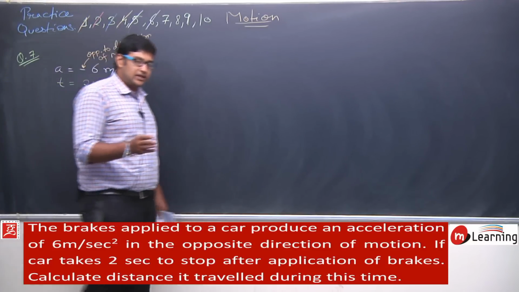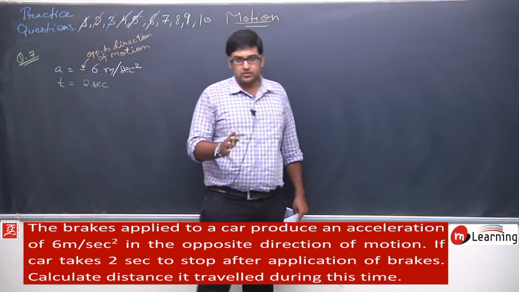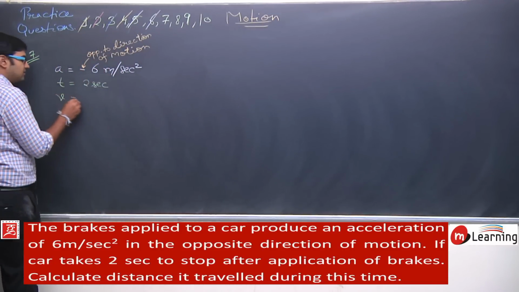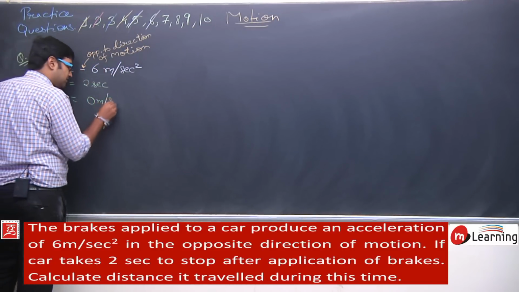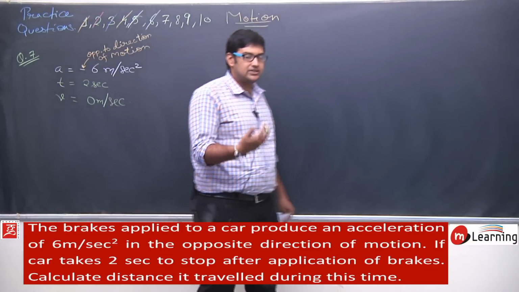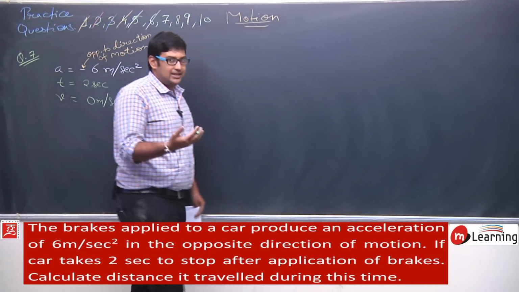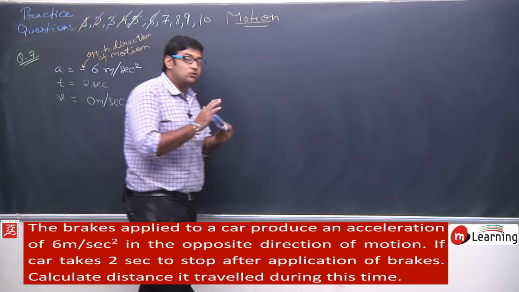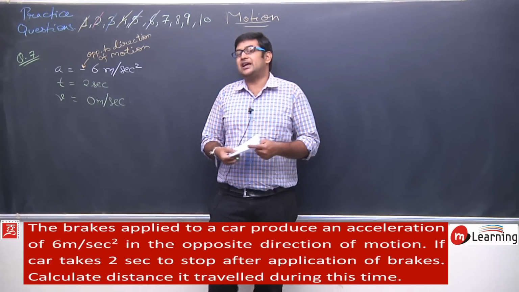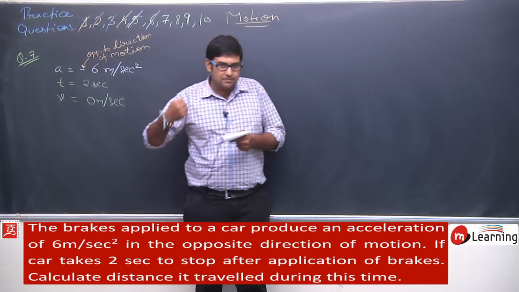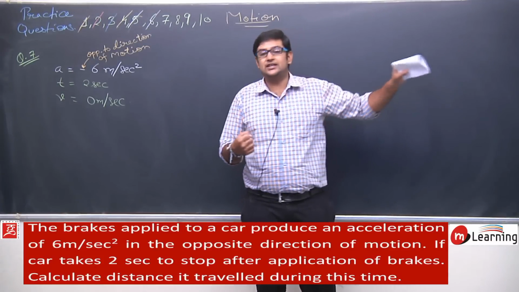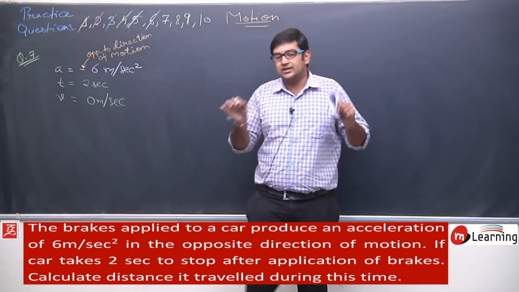Now, finally the car is stopped, so what can be the final velocity of the car? I will say final velocity v will be equal to 0 meters per second. Now what was the initial velocity? Initially the car is travelling with some velocity, but we do not know that velocity. Now the question says calculate the distance travelled during this time. As soon as the brakes are applied to the car, how far does the car travel before it stops? I need to calculate that distance.